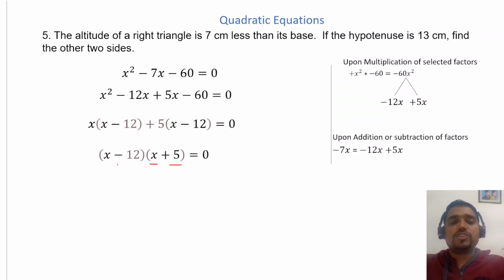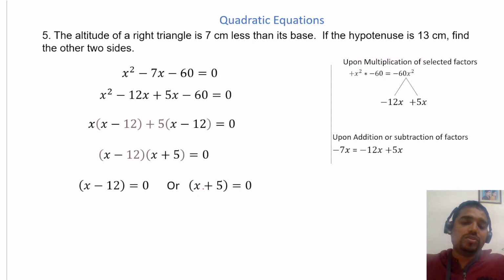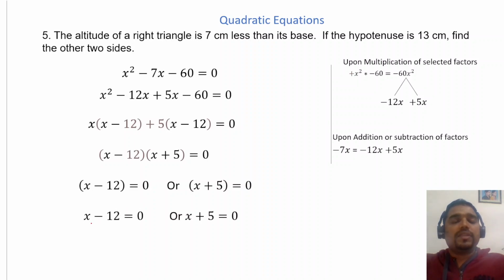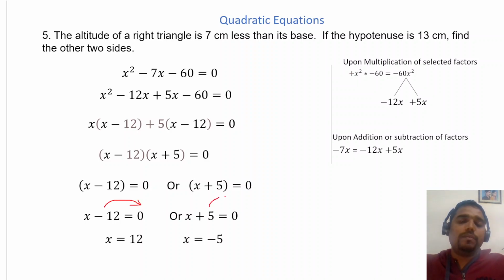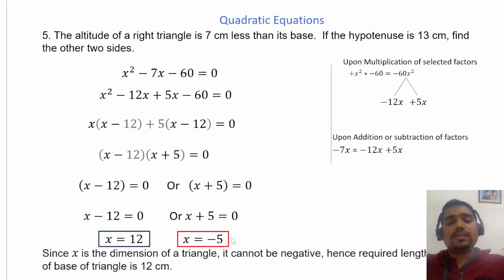So we see that the multiplication of two terms is equal to 0, that is (x minus 12) into (x plus 5) equals 0, which implies x minus 12 is equal to 0 or x plus 5 equals 0. In order to find the value of x, upon transposing, minus 12 would become plus 12 and plus 5 would become minus 5. That's what we have got here. Since x is a dimension of a triangle, it cannot be a negative value. Therefore, x is equal to minus 5 cannot be considered, whereas we will consider only the positive value, that is x is equal to plus 12.